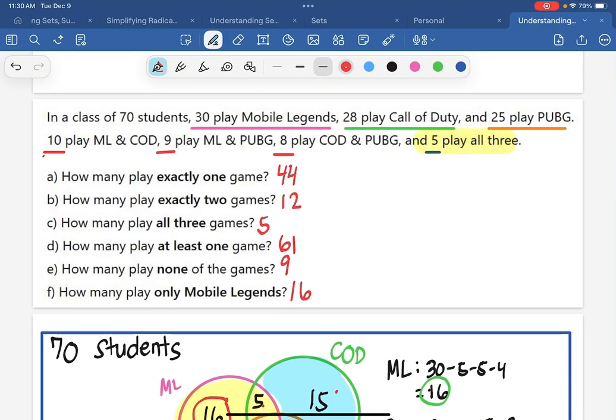Notice how the same strategy works in all these problems. What changes is only the number of sets and the type of question. When you understand exactly 1, exactly 2, at least 1, and none, you gain full control over set problems.